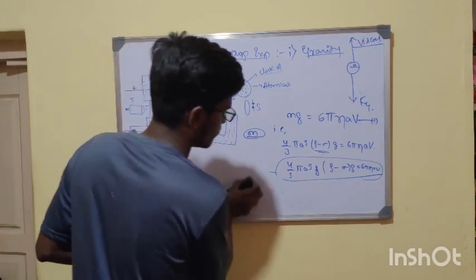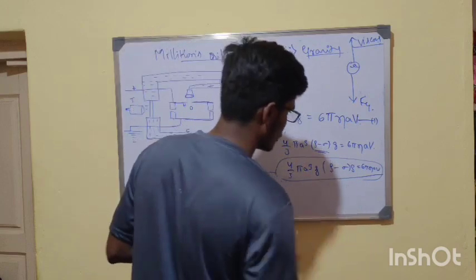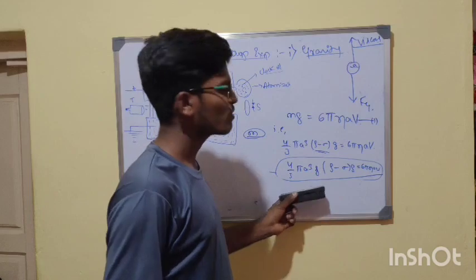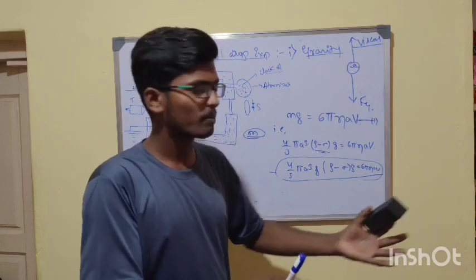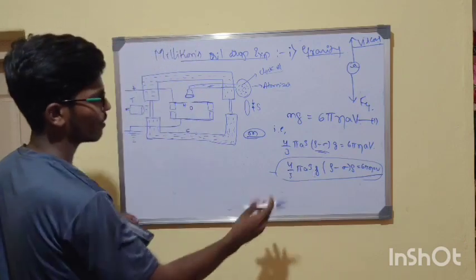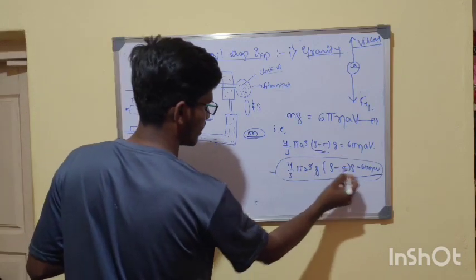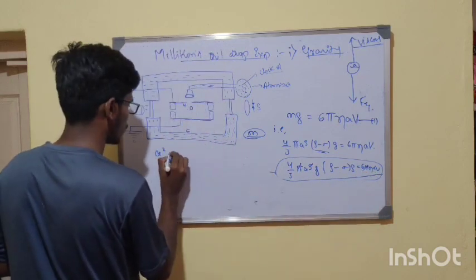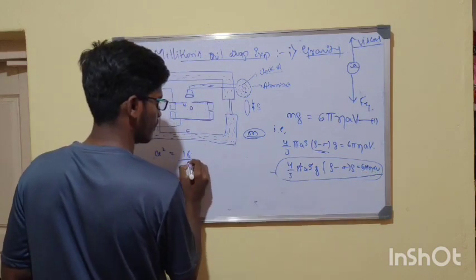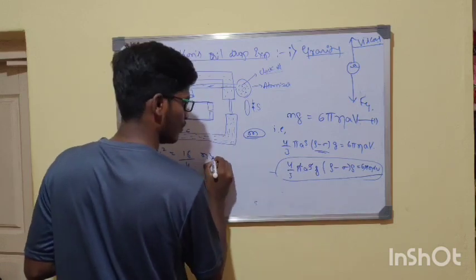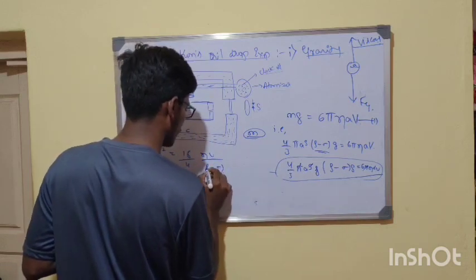After equating this to this through this equation, I can find out the radius of the oil droplet. After finding the radius of the oil droplet, I can find the mass of that oil droplet. To find the radius, I am going to cancel a here and pi here. Therefore, I will be left with a square is equal to 18 by 4 eta v divided by rho minus sigma into g.